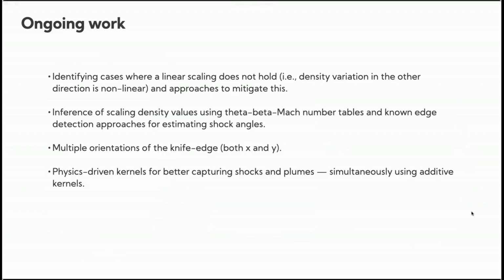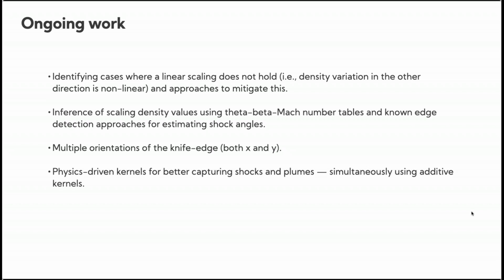So in terms of ongoing and future directions, we're identifying cases where this linear scaling doesn't quite hold. So that effectively means that the density variation in the other direction is very nonlinear. And what approaches we can develop to mitigate this. Then there's also this question that we're still working on, actually. It's if you can use edge detection approaches to determine what the shock angles are, and then go back to theta beta Mach number tables to work out effectively what the inlet Mach number is, and then subsequently the density.